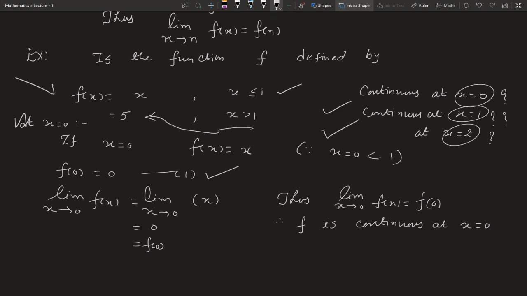So in this example, we have checked the continuity at x equal to 0. Similarly, you can check the continuity of the given function at x equal to 1 and at x equal to 2. So we take next example.